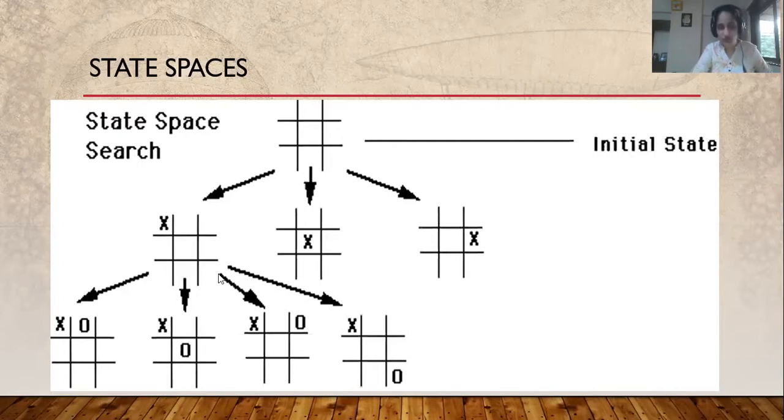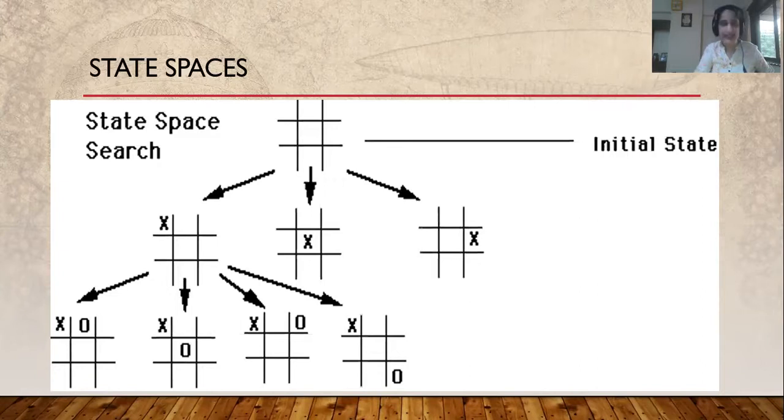In the first possibility, let's say X is over here. The second possibility is X over here. The third possibility, X over here. The fourth possibility, X over here. The fifth possibility, X over here. Sixth possibility, X over here. Seventh possibility, X over here. Eighth possibility, X over here. Ninth possibility, X over here.